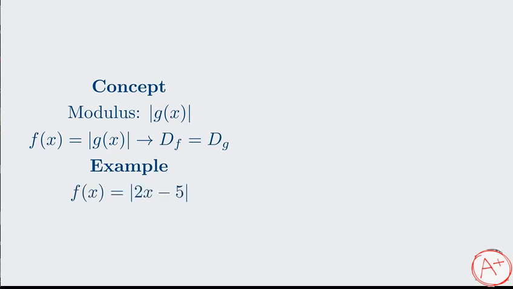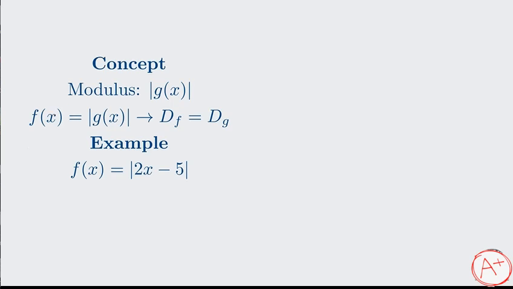Take the function f of x equals the modulus of 2x minus 5. Since the inner expression 2x minus 5 is a linear polynomial, it is defined for all real numbers. Thus, the domain of f is all real numbers.